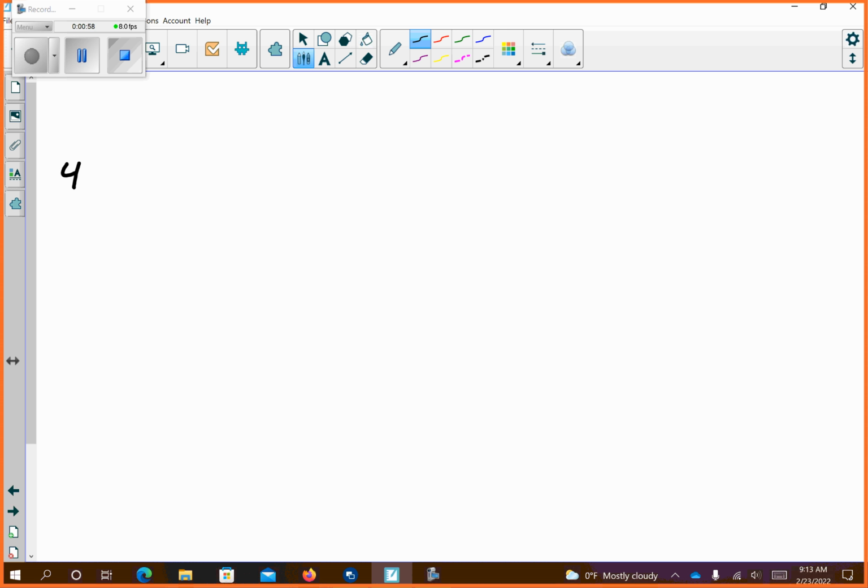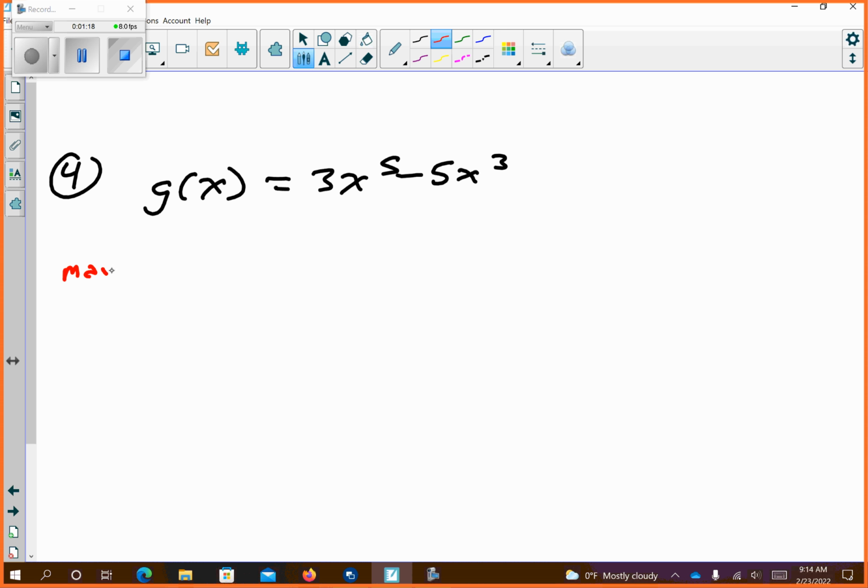So let's take a look at problem number 4. It says give the maximum and minimum of the following. There are two different ways we could do this. I'm going to do it both ways, okay? And you pick the way that you feel most comfortable with. So we're looking for maxes and mins.